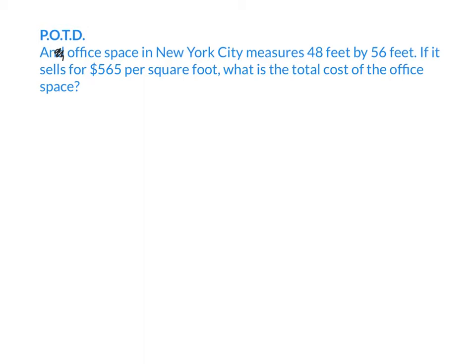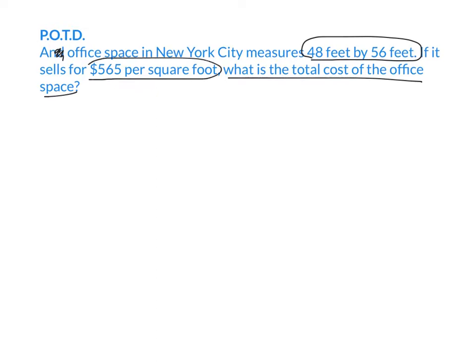Okay, Jaden, your hand shot right up. What is the question asking? What is the total cost of the office space? Good. We're trying to figure out how much it costs to buy that office space. Jithya, what important information do we need to know? That it measures 48 feet by 56 feet. Okay. And? It costs $565 per square foot.